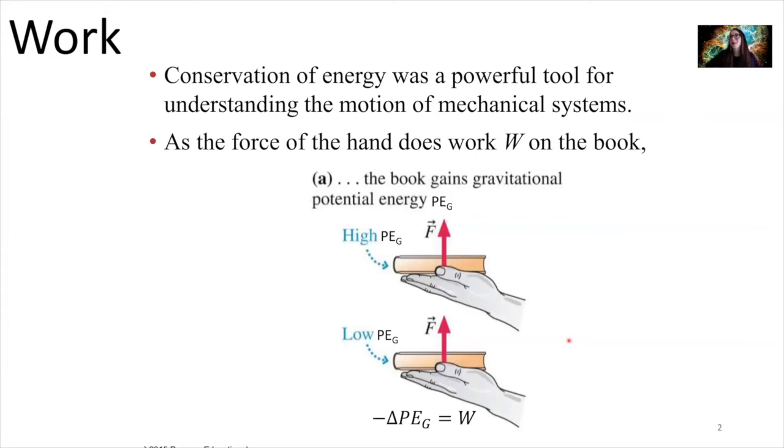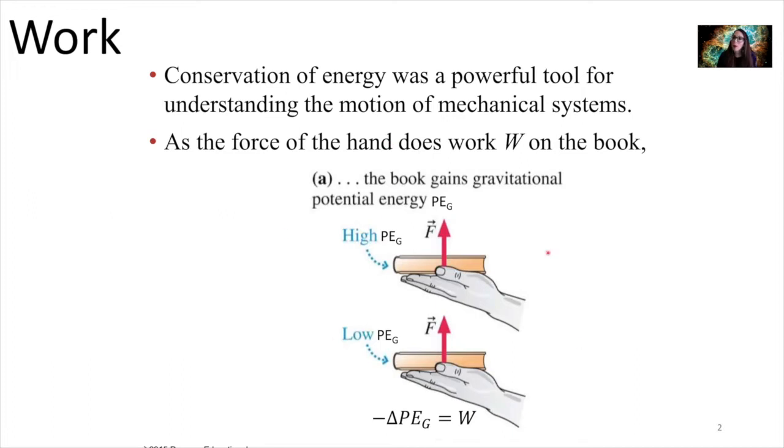Remember work from last semester? Well, it's coming back here. When we talked about work last semester, conservation of energy was a very powerful tool for understanding the motion of mechanical systems. We can also use conservation of energy and work to understand the motion of charges.